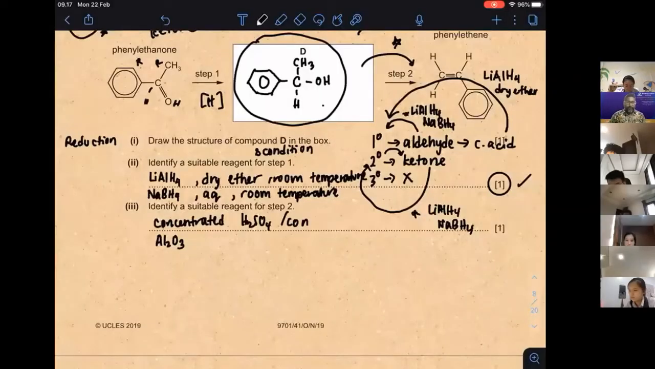Sorry guys, I got disconnected. But anyway, let me repeat again. Whenever you do this, you need to use either concentrated sulfuric acid, concentrated phosphoric acid, or the Al2O3. Let me just double check for you whether you need to heat them up. Give me a second.